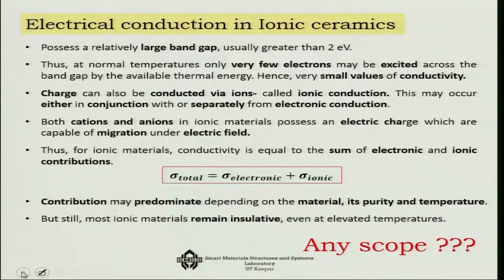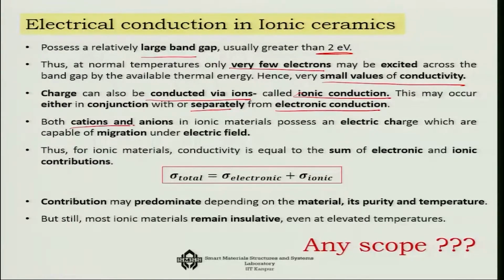Now, in terms of ionic ceramics, they possess a large band gap, usually greater than 2 electron volts like the semiconductor materials. Thus, at normal temperature, only very few electrons may be excited across the band gap by the available thermal energy, hence it has a very small value of conductivity. However, for ceramics, as I told you earlier, conduction can also occur via ions, called ionic conduction. This may occur either in conjunction with or separately from electronic conduction. So, there is a new thing that you have, which is ionic conduction.